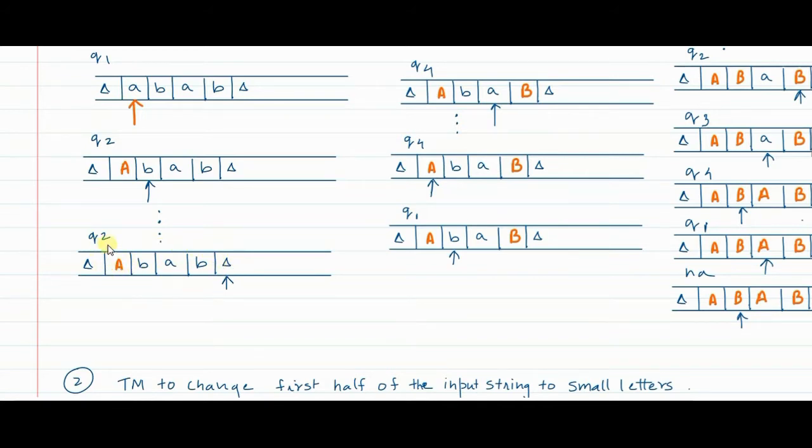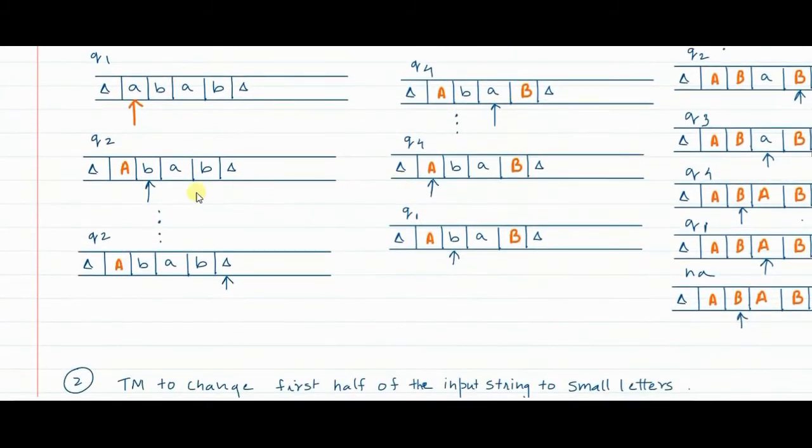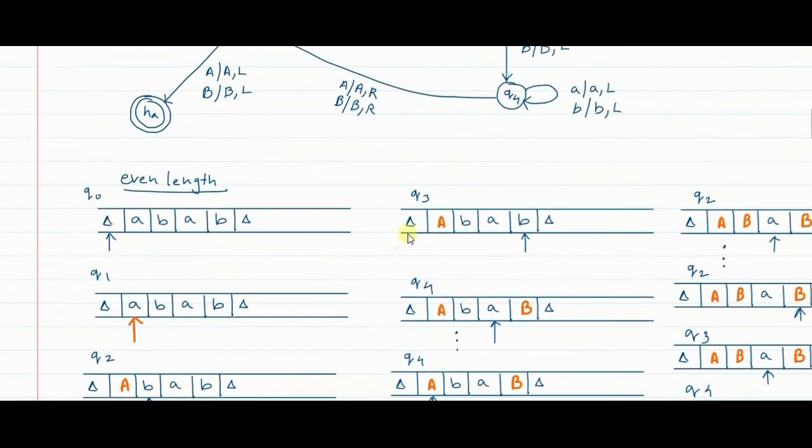Now when you are in Q2 and delta is read, what do you do? When you are in Q2 and delta is read, delta is replaced with itself and the pointer moves to the left, and we go to Q3. So when delta is encountered, we replace delta with itself and the pointer moves to the left.